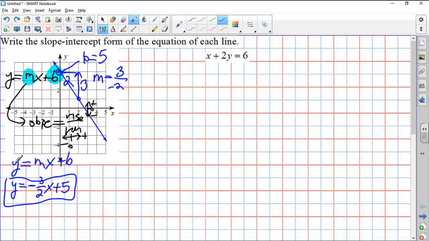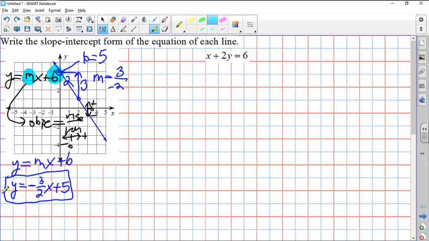So what they're going to do on today's assignment is they're going to give you the graph, and they're going to ask you what is the equation of the line. Find the m and the b, plug it in here, and that's it. That's your answer. That is the answer.